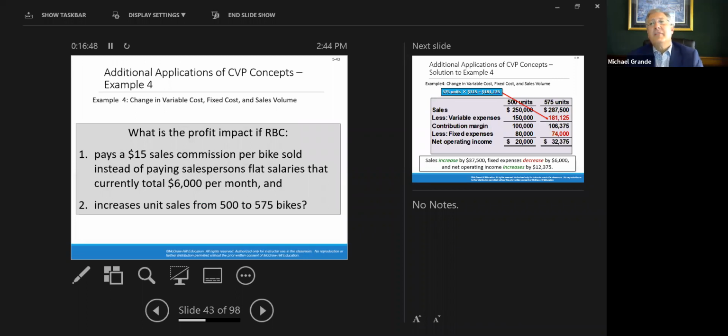What is the profit impact if RBC pays a $15 sales commission per bike sold instead of paying salespersons a flat salary that currently totals $6,000 per month, and increases the sales from 500 to 575 bikes? So what's happening here in this first item? They're converting the cost. They're shifting what? They're increasing the variable cost per unit, but they're dropping their fixed cost. And they think they're going to sell more bikes because commission salespeople tend to work hard.